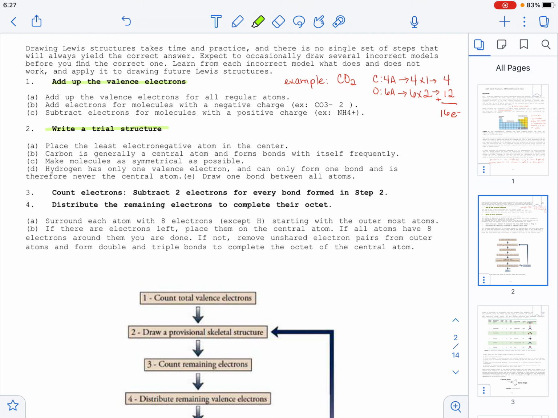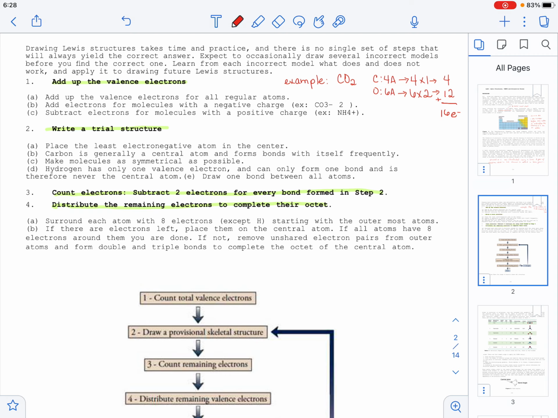Now, understand that in the skeletal structure, for every line you draw coming out of that central atom, you need to subtract 2 electrons, because every line represents 2 electrons. And understand that you're going to then distribute the remaining electrons respecting the octet rule. And we always start from the outside atoms first. And if there are any leftover electrons, then we put them on the central atom.